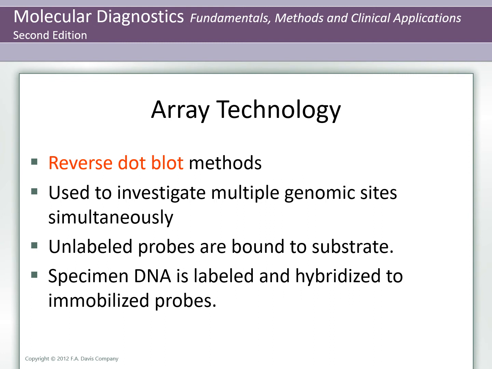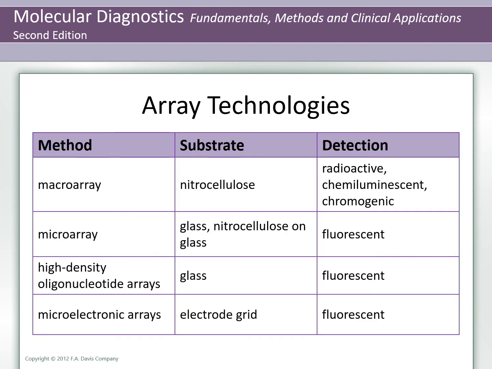The next method we'll discuss is array technology. So this includes methods such as reverse dot plots, a method we've discussed previously that involves multiple probes spotted on a membrane that are all exposed to the same target. Array technology is used to investigate multiple genomic sites at the same time. Array technologies include macroarray, microarray, high-density oligonucleotide arrays, and microelectronic array methods.